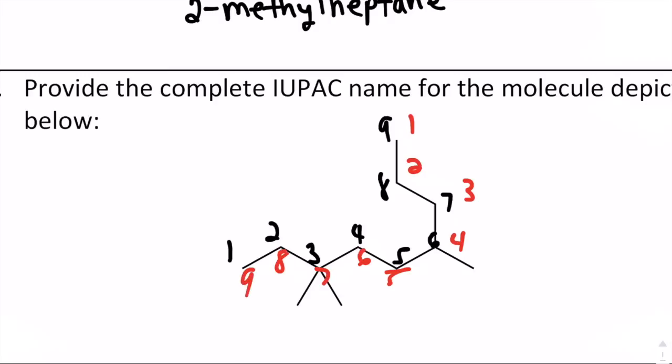So which one would be the right one, black or red? Well, the first substituent encountered for the black numbering scheme would be at position 3, and for red, it would be 4. So clearly we want to go with the black numbering scheme. So I'm just going to erase these numbers.